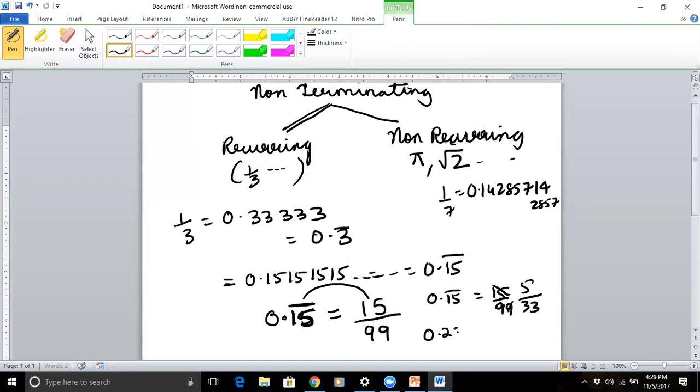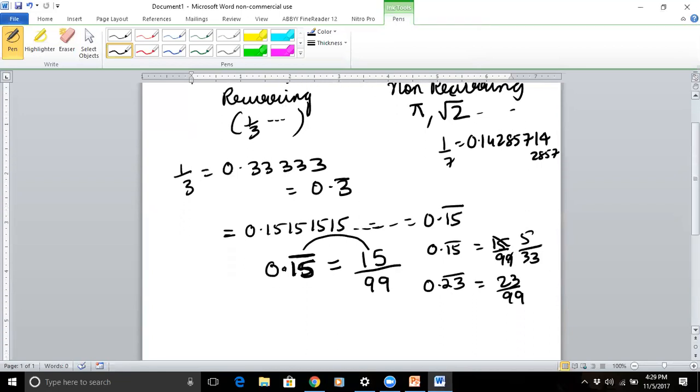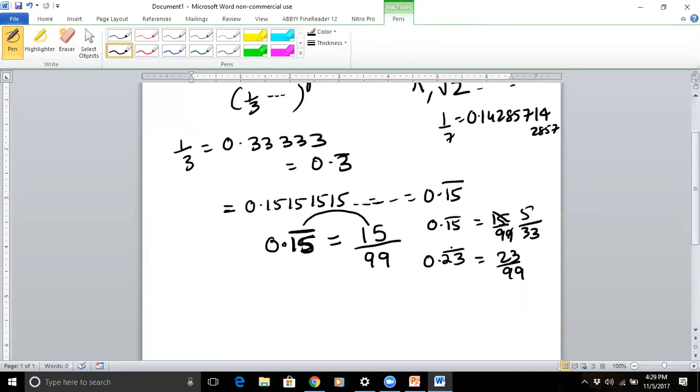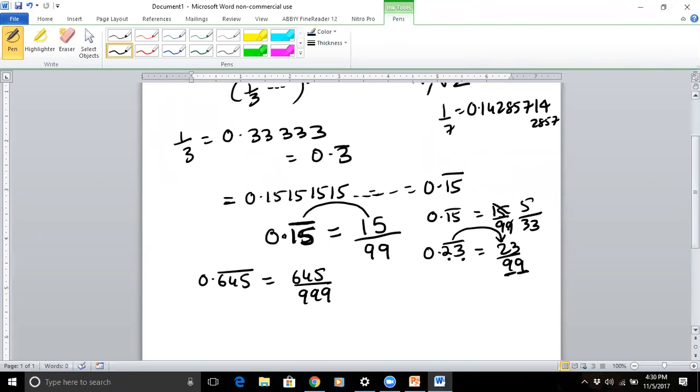Similarly, if I give you 0.23 bar, then the fractional equivalent would be 23 by 99. I'm going to repeat. You take the digits after the decimal and place them on the numerator. You see how many digits are under the bar, and for that many digits, you place that many 9s on the denominator. So if I give you 0.645 with the bar on 645, the answer would be 645 divided by 999.